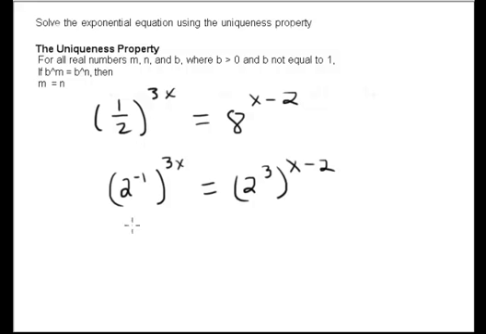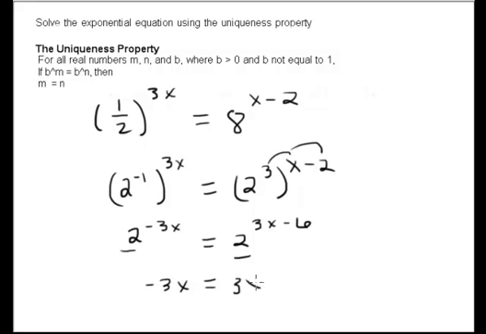Let's distribute our powers. We get 2 to the negative 3x equals 2, and remember I'm going to distribute that 3 to both terms, 2 to the 3x minus 6. Now my bases are the same, so I set my exponents equal. Negative 3x equals 3x minus 6.